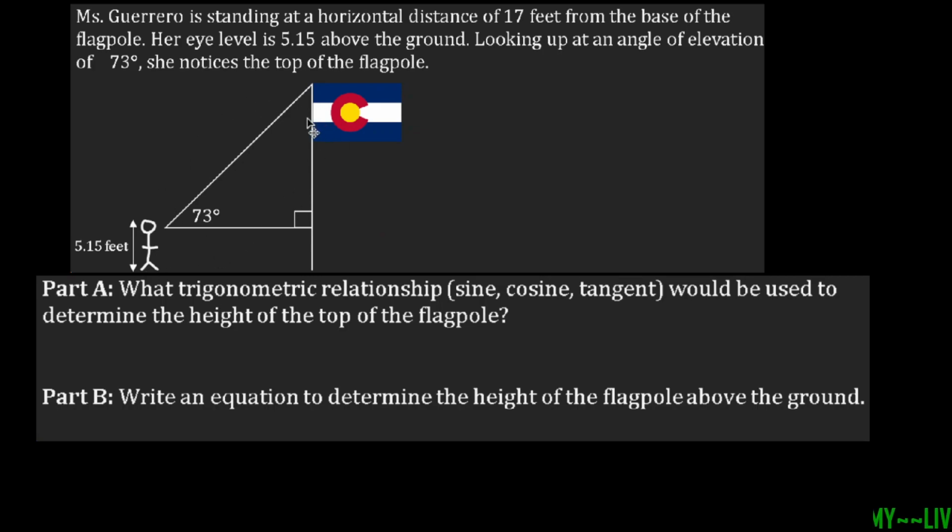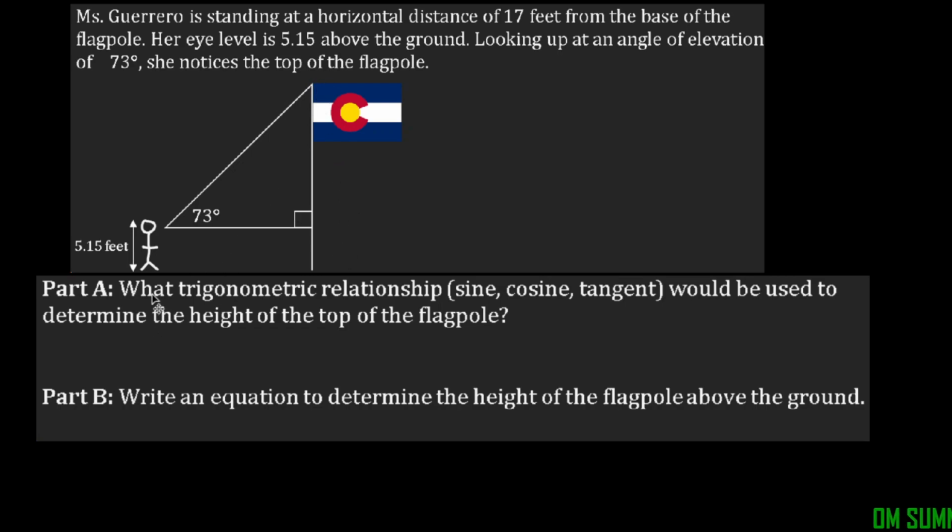So the picture is already drawn for you. It has the person already in the picture, and it's saying that this height right here is 5.15 feet, and this angle here is 73 degrees. So we have our right triangle drawn out, we have our flagpole, and we're saying, okay, how do we find what this height is for the top of the flagpole?